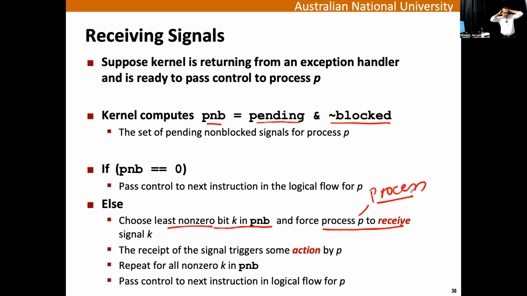So you have some intuition right now already what it means to receive a signal. Typically, you install a signal handler, and the kernel knows that there is a signal handler for a specific signal, and it starts running that signal handler. All right. And you repeat for all non-zero bits in the pending and not blocked. This means pending and not blocked.